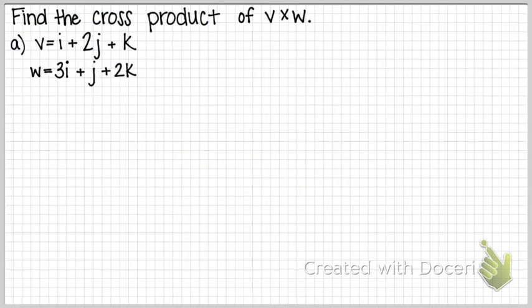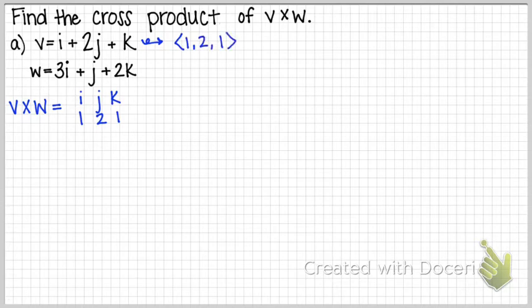Okay, we want to find the cross product of V cross W. Did I say U? I meant W, I'm sorry. So we are going to start with our matrix, I, J, and K. V goes first, so remember it's 1, 2, 1. And W is 3, 1, 2.